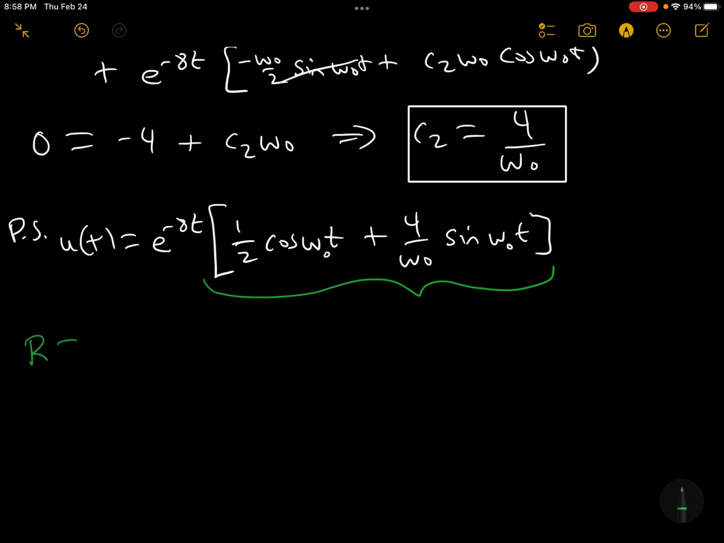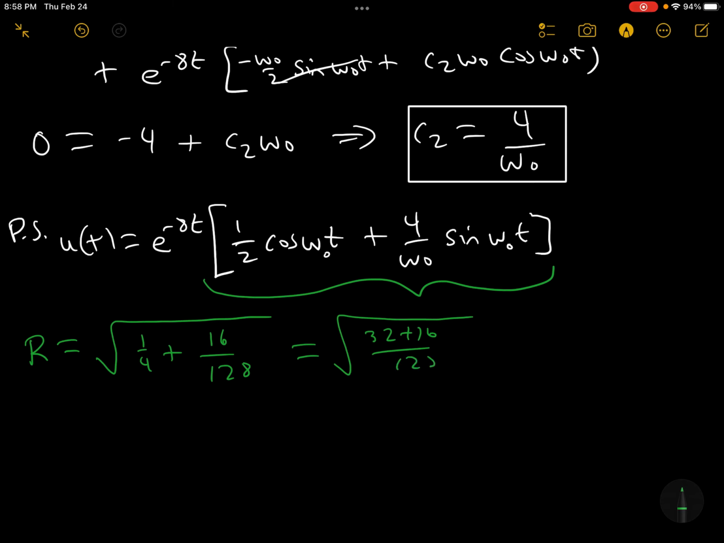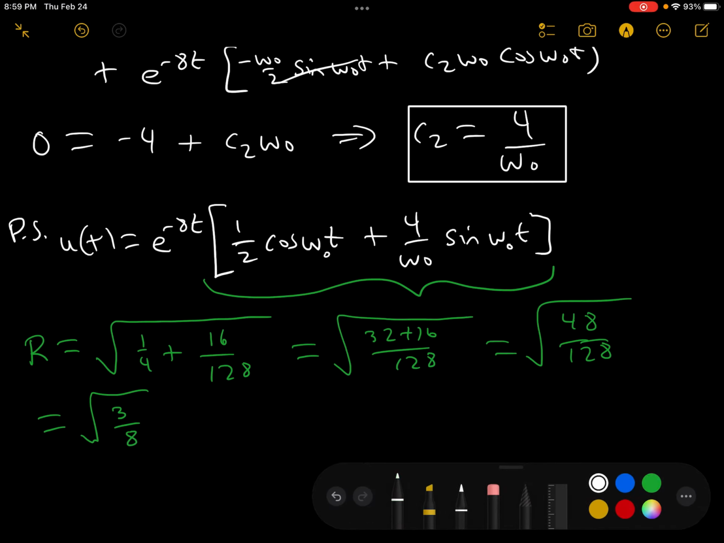So the amplitude on that sinusoidal piece is the square root of C1 squared, which is 1/4, plus C2 squared, which is 16 over 128. And this is 32 plus 16 over 128. That's 48 over 128. And that goes all the way down to 16, 8, what is it, 3/8. Square root of 3/8, so that's R. That's your R.